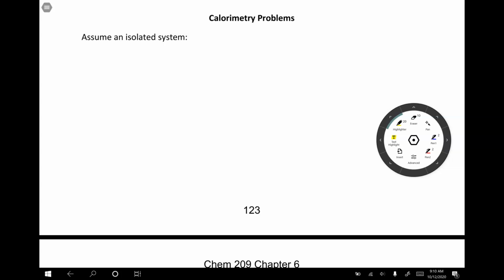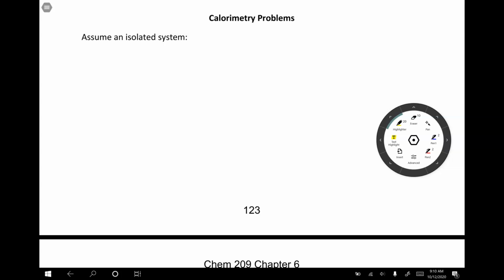So I'm going to break it down for you as much as possible, and I've divided these calorimetry problems into different types, and I'll go through the types for you in the next video. But let me give you an introduction to how you want to approach these problems in general.